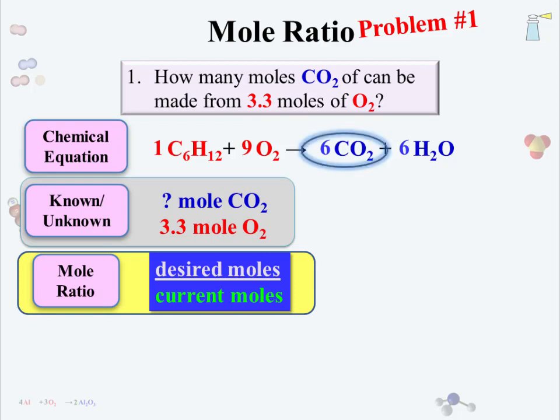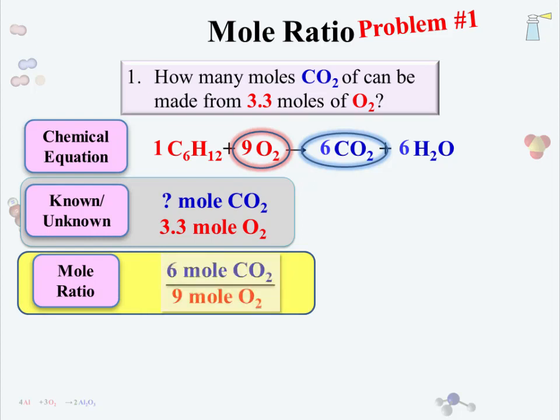There are 6 moles of carbon dioxide in the equation. 6 moles of carbon dioxide is the desired units and will be in the numerator of the ratio. The other compound is the current units, the oxygen. There are 9 moles of oxygen according to the balanced equation. 9 moles of oxygen will be in the denominator of a mole ratio. This is a 6:9 ratio, carbon dioxide to oxygen.